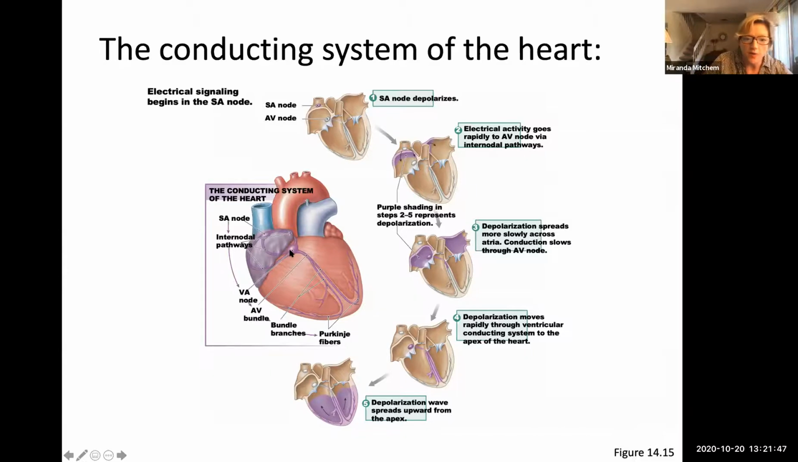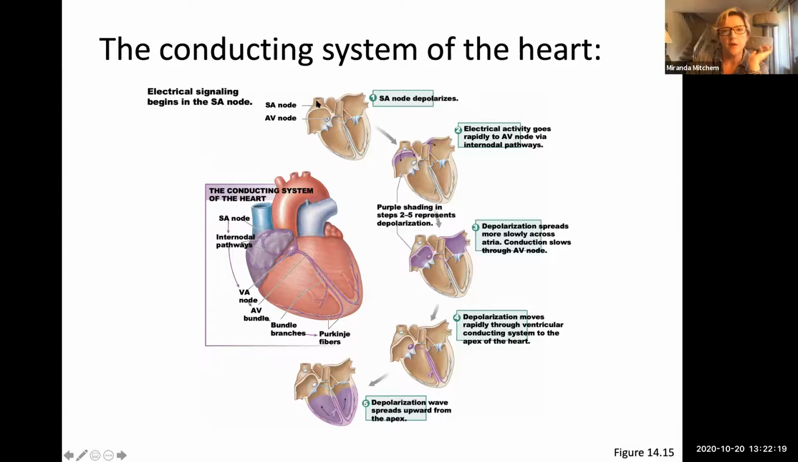So then from the AV node, the electrical signal goes through the AV bundle where it then branches out. So we've got two now. And then it moves down through the bundle branches to what are called the Purkinje fibers, which are present in lots of areas. Okay, so that's the overview of it. Now let's tie that into the activity of the heart in the different parts.